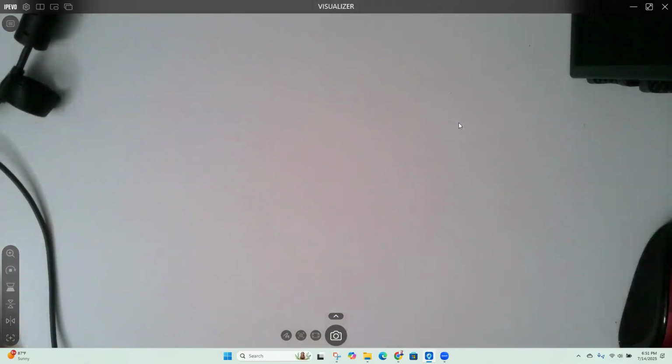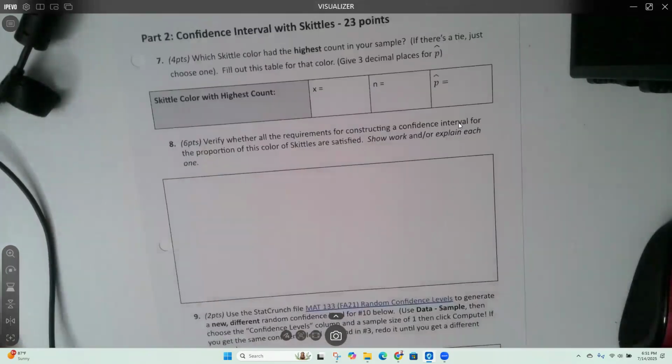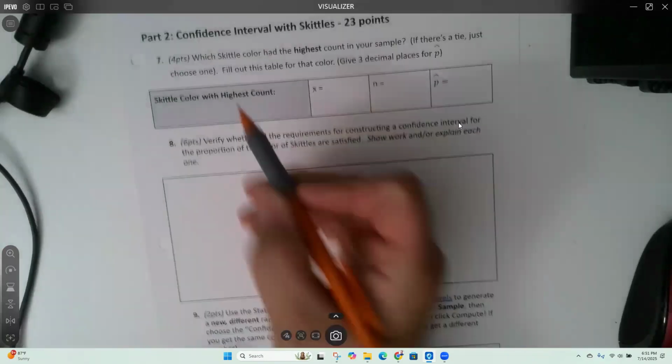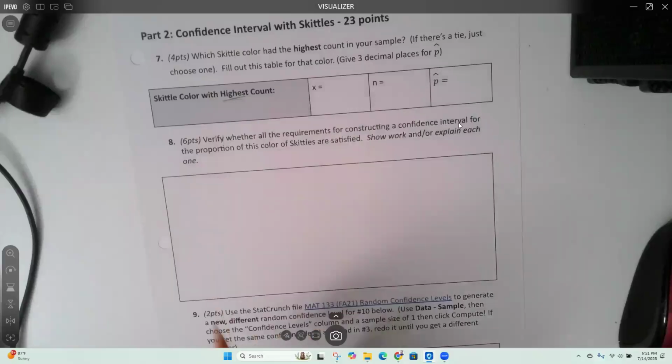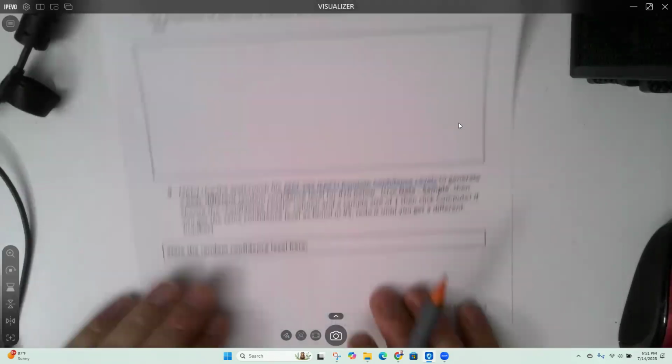Moving on to page 534. Next, we're going to do Skittles. We're going to switch over and do Skittles. This is really going to follow the same kind of steps, to be honest. The only real difference is you're going to look at the highest count instead of the lowest. So I don't really need to worry, it's going to be the same stuff for all of this.